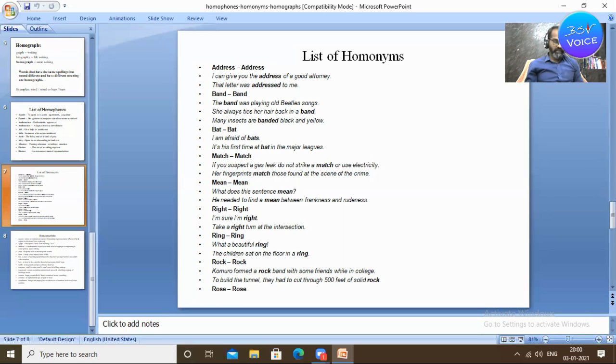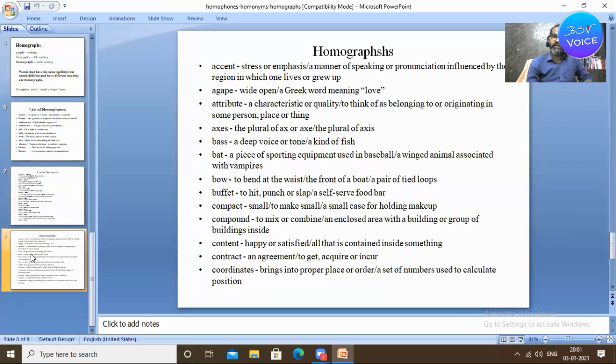Then let's come to homographs. As you know, a homograph is a word that is spelled the same but has different meanings and is pronounced differently. Let me give an example, minute, M-I-N-U-T-E. We can see how homographs change the meaning. As you know, the writing and spelling are the same, but the pronunciation is different and the meaning is different.